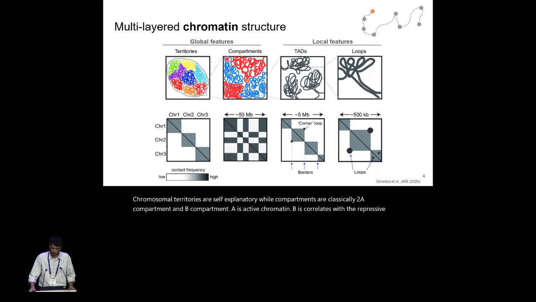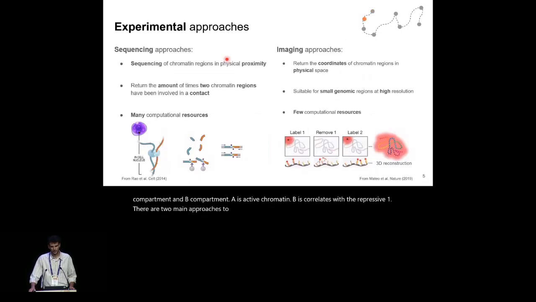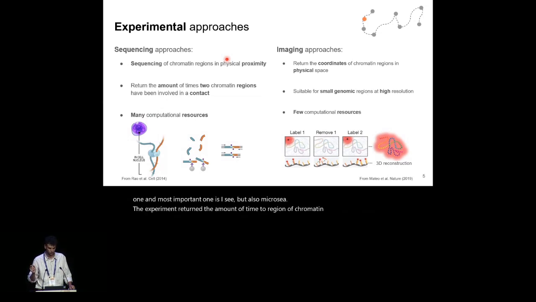There are two main approaches to analyze chromatin organization, sequencing approaches and imaging approaches. The most used and popular ones are sequencing approaches because we reach high resolution with also high throughput. And the idea is usually to sequence chromatin regions which are in physical proximity. So the experiment, let's say the most famous and most important one is Hi-C, but also Micro-C. The experiment returns the number of times two regions of chromatin have been sequenced together, and it returns the contact map of the whole nucleus.